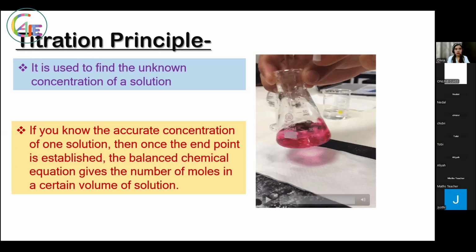This question comes for approximately 3 marks. They can ask you about the principle, the procedure, the molarity and molality concepts. So it comes in all of the years, and you can write down the important things from here. The next thing: if you know the accurate concentration of one solution, then once the endpoint is established, the balanced chemical equation gives the number of moles in a certain volume of solution.